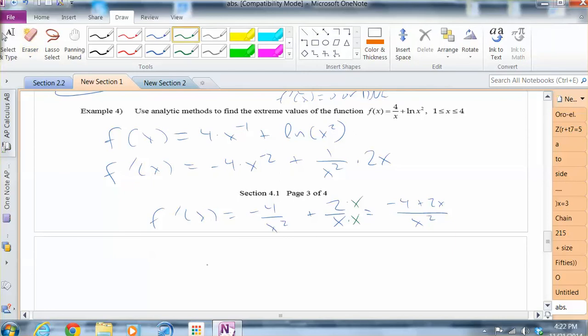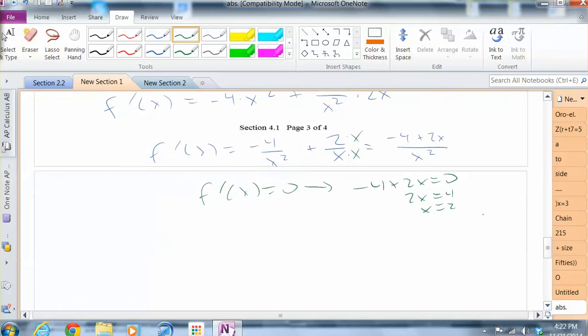So, when does our derivative equal 0? Well, that's when negative 4 plus 2x equals 0. 2x equals 4, x equals 2. And when is our derivative undefined, or does not exist? When the bottom is 0, so it's also 0.